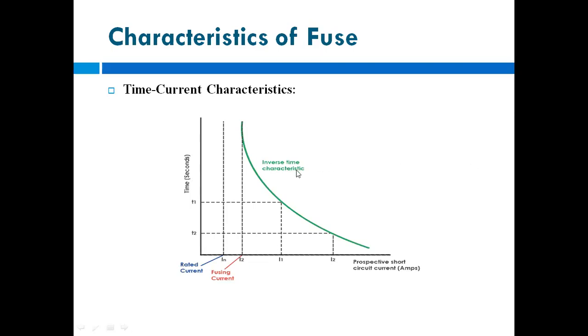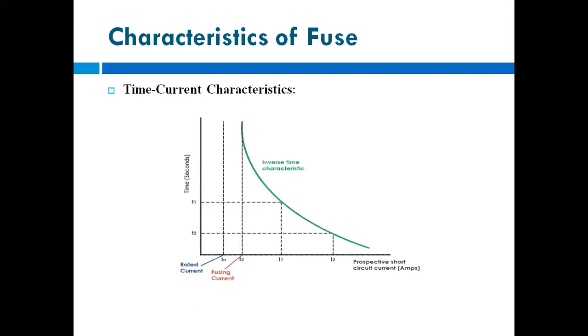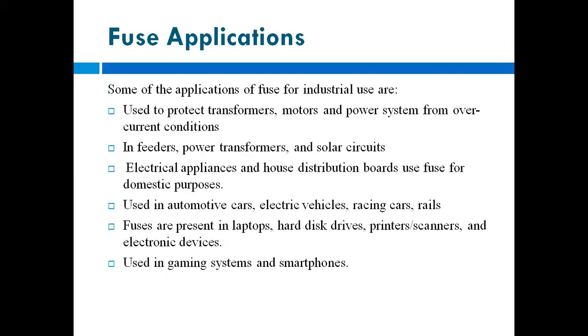So I hope everyone got all these characteristics. Everyone remember there are a total of 8 characteristics: current rating, voltage rating, breaking capacity, ambient temperature, melting integral I square T, then temperature derating, normal operating current, and time current characteristic. Okay, now the next point is the fuse applications.